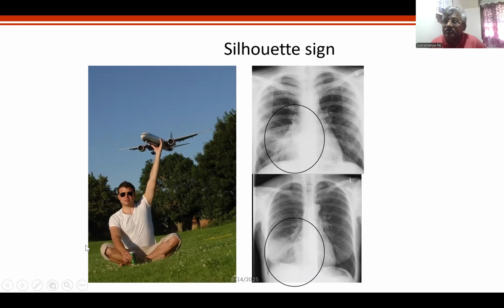How does the silhouette sign help? It helps to localize intrathoracic lesions. There is a perfect chapter in the Felson textbook on how to localize intrathoracic lesions, where they are, whether they are anterior or posterior, from an X-ray. Please read that chapter. It's an excellent chapter, and one of the important signs, the only one I have picked, is called the silhouette sign.